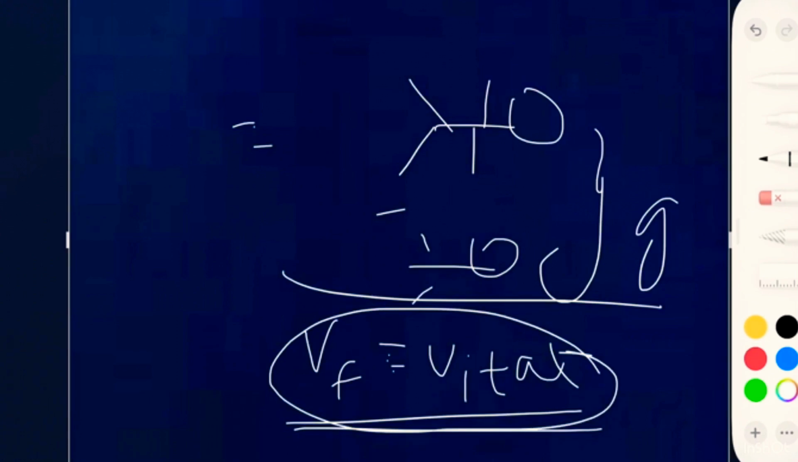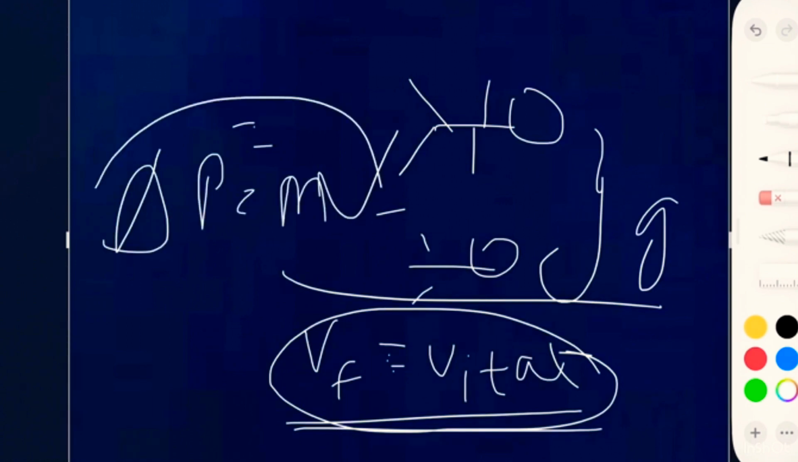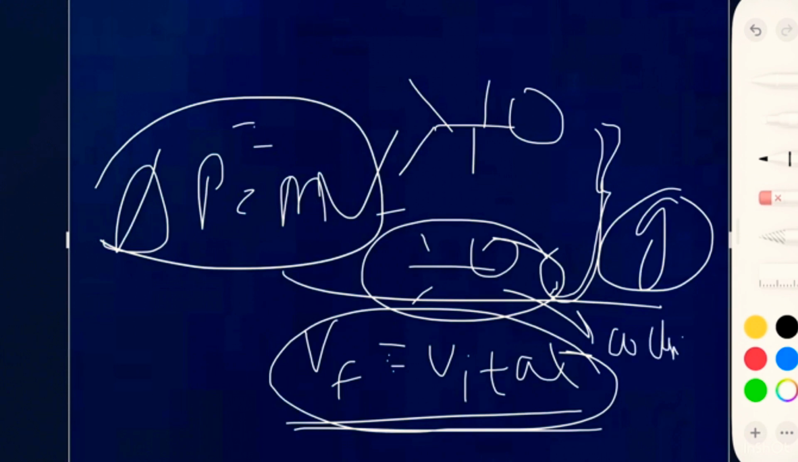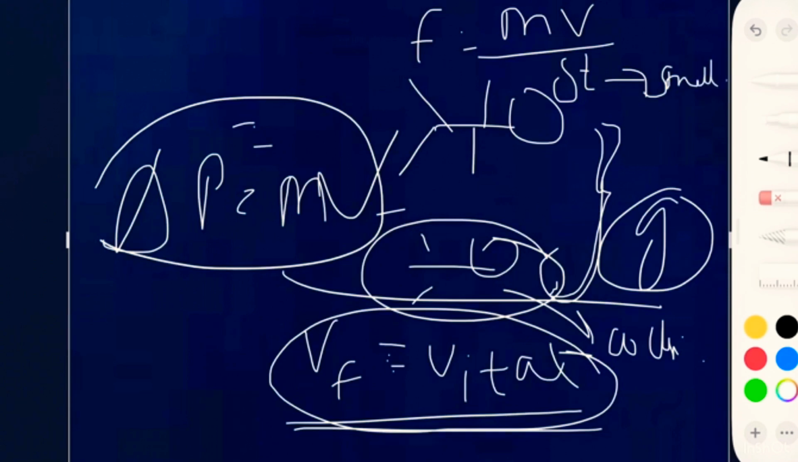That is not why you are getting hurt when falling down. The momentum gained during the fall is delta P is equal to mv. We are falling down with that velocity, and at the end there will be a collision. So in this particular state, we are getting the collision. That is F is equal to mv by dt, where dt is small. So F is equal to mv by dt, and that dt is small.